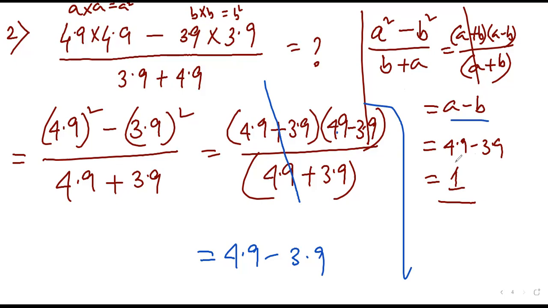You just see that 4.9 into 4.9, that is a into a, that is a square. 3.9 into 3.9, that is b into b, that is b square. So write directly a square minus b square, and the denominator a plus b, and using the formula you can get a minus b, the final answer. So right here at the final stage, the value of a is 4.9 and the value of b is 3.9. You make calculations at the final stage to minimize your calculations. So this is the final answer, 1. Okay.